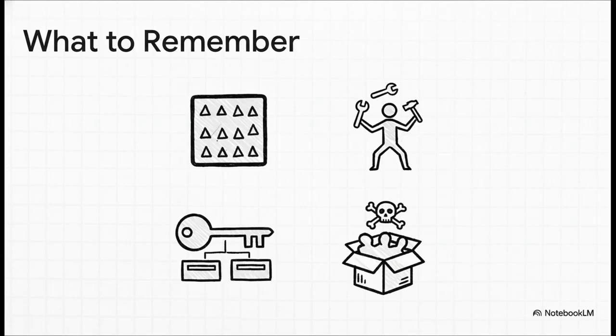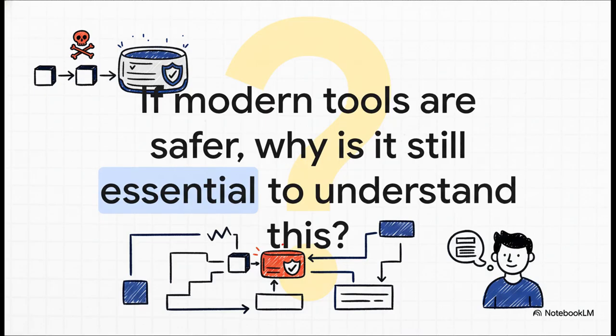And that leaves us with one last question to chew on. We have all these safer, smarter, modern tools that stop these problems from ever happening. So if that's true, why is it still so incredibly important for every single programmer to understand on a deep level how this simple, primitive, and sometimes dangerous little box actually works?